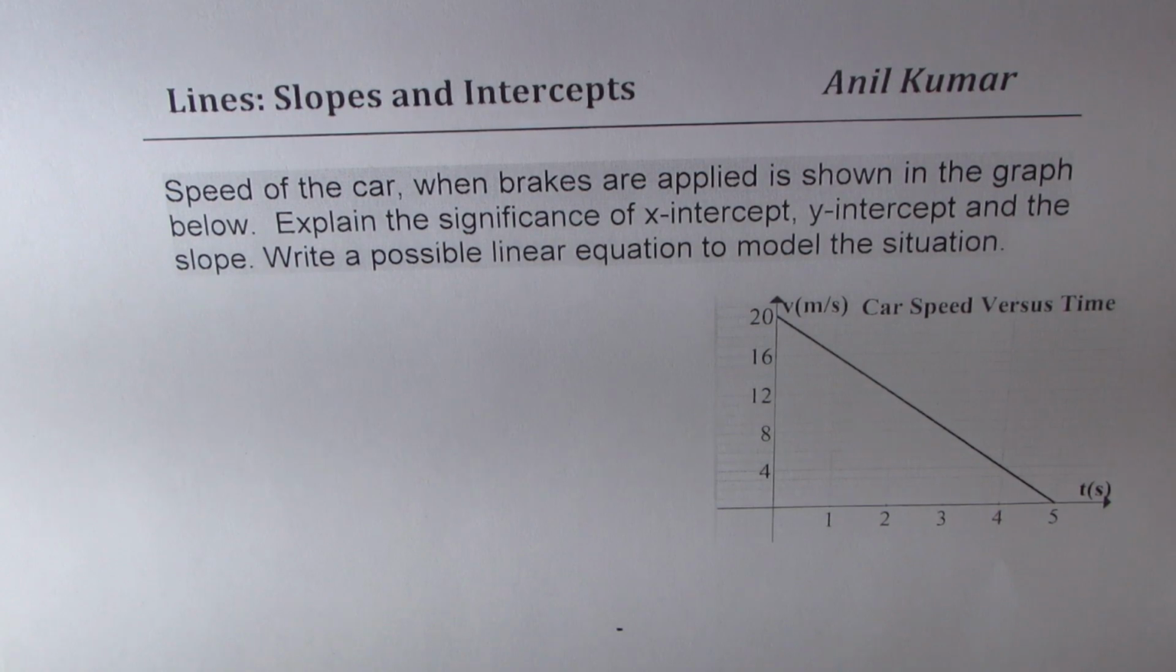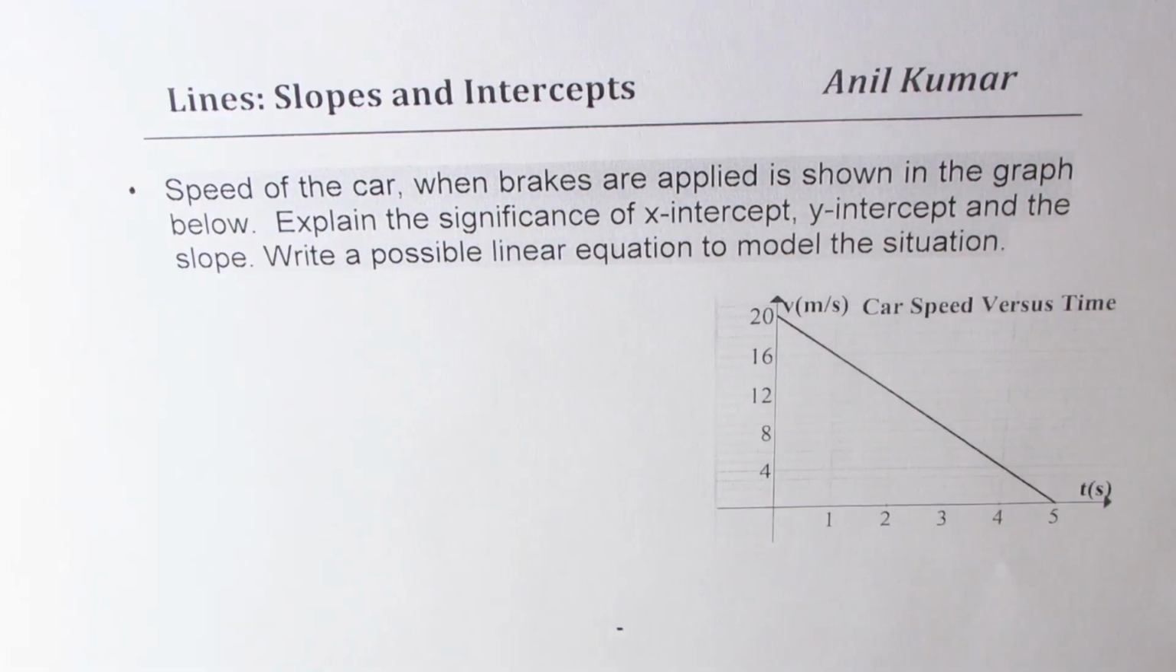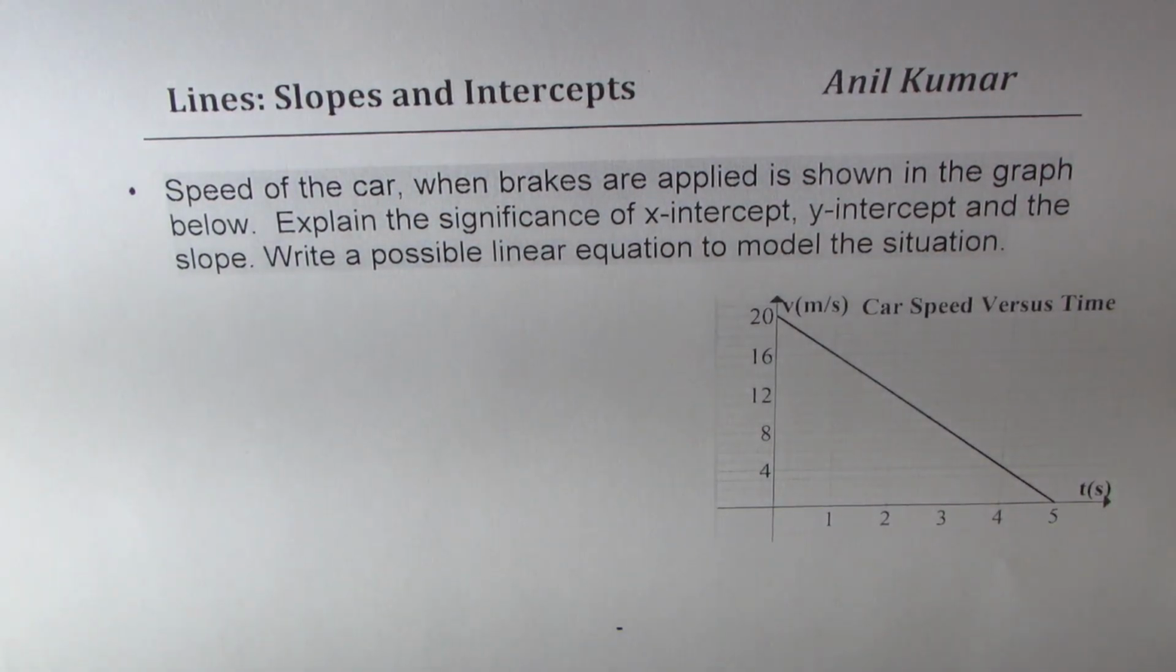We have taken up a few examples based on slopes and intercepts. Here is another real life situation. The question here is, the speed of the car when brakes are applied is shown in the graph below. Explain the significance of x-intercept, y-intercept and the slope. Write a possible linear equation to model this situation.